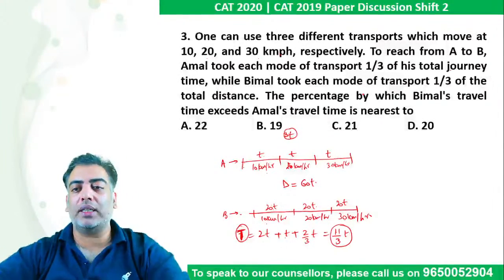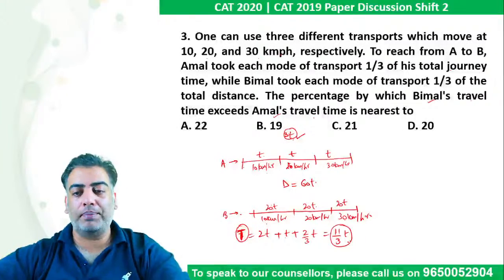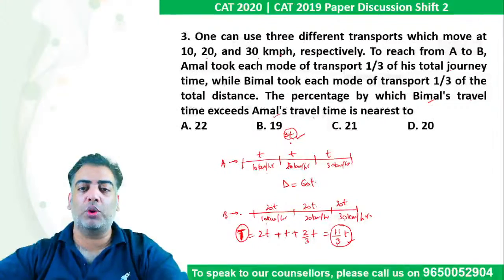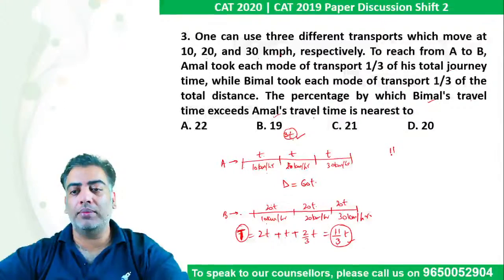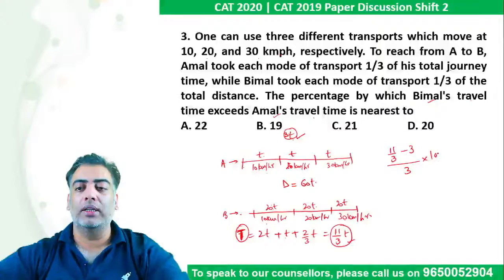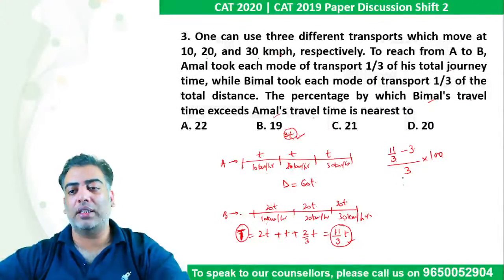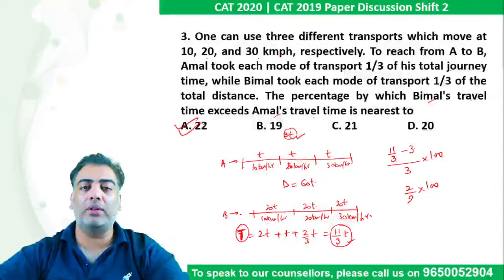Question says the percentage by which Bimal's travel time exceeds Amal's travel time is nearest to. So the time taken by A is 3t, the time taken by B is 11/3 t. So the percentage by which 11/3 t is more than 3t is required to be calculated. So it becomes (11/3 minus 3) upon 3, into 100, because t gets cancelled out. So 3 into 3 is 9, which results in 2/3, which is effectively 2/9 into 100, comes out to be 22.22%.